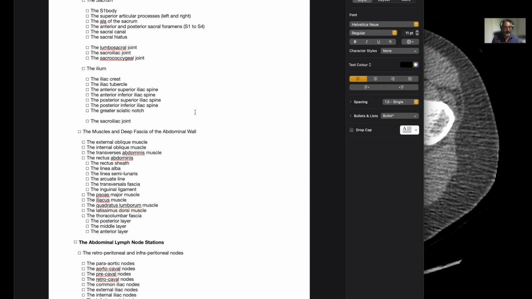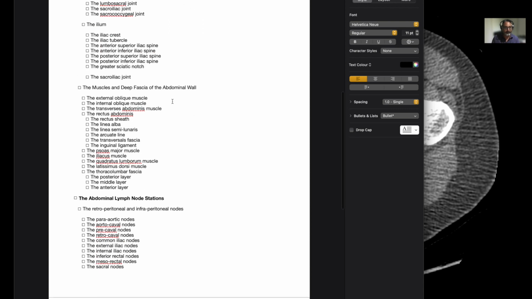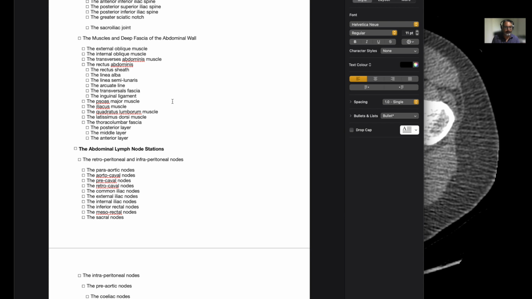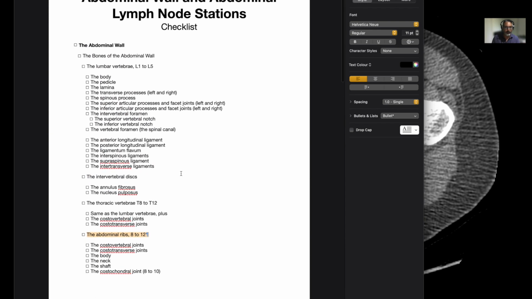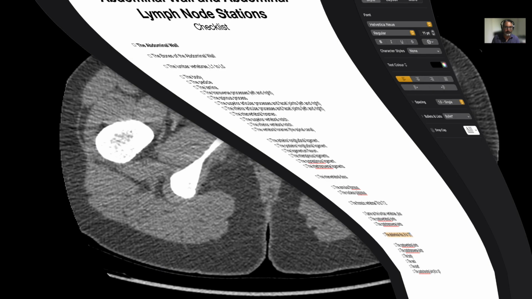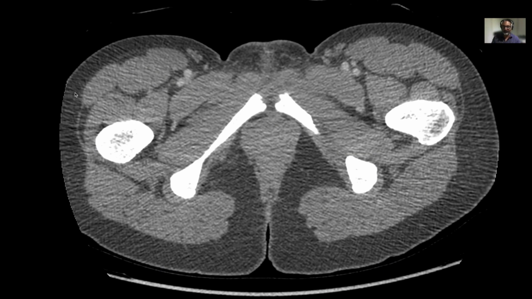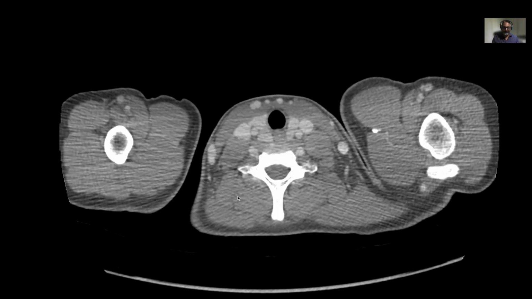So I'll do the ilium, then we'll do the muscles, and then we'll go into the abdominal lymph node stations. So hopefully I'll get this done in about 40 minutes, and then we'll go into the quiz as usual, and then the pathology quiz. So if you're ready to go, I'll just start straight away.